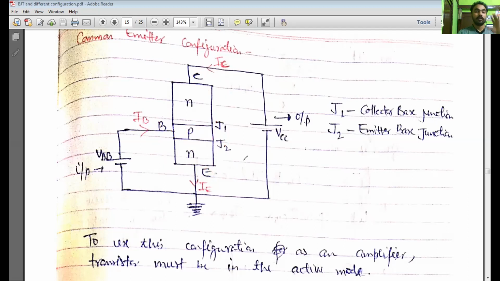So again, remember, where you are putting the input should be in the forward bias. Where you are getting the output should be in the reverse bias. Okay, so that's what it is: forward bias and reverse bias. Now we have two junctions. One is called junction J1 and the other is called junction J2. Junction J1 is the collector-base junction and junction J2 is the emitter-base junction. You may want to recall what we had as junctions in the previous case.